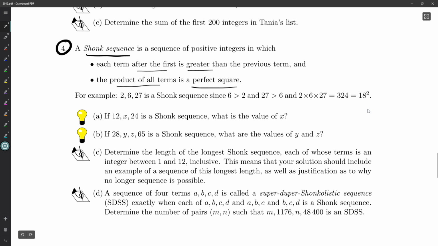And we've got an example here. 2, 6, 27 is a Schonk sequence because 6 is bigger than 2 and 27 is bigger than 6. And 2 times 6 is 12, times 27 is 324, which is a perfect square. It's 18 squared. Okay, so we've got 2 light bulbs and 2 writtens. A part: if 12, x, 24 is a Schonk sequence, what's the value of x? So basically, did you read and understand these two parts? This should be 2 easy marks for us.